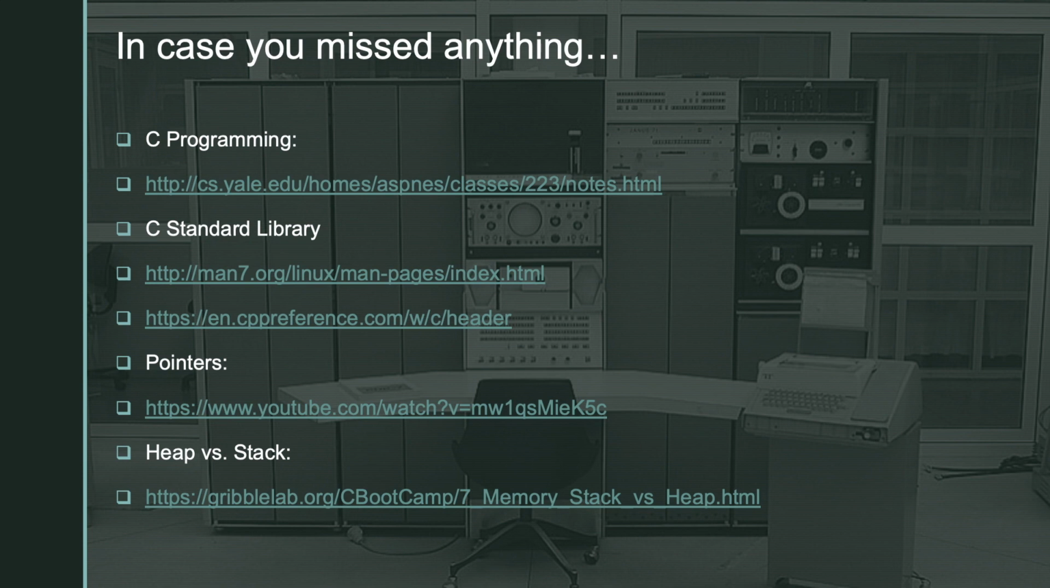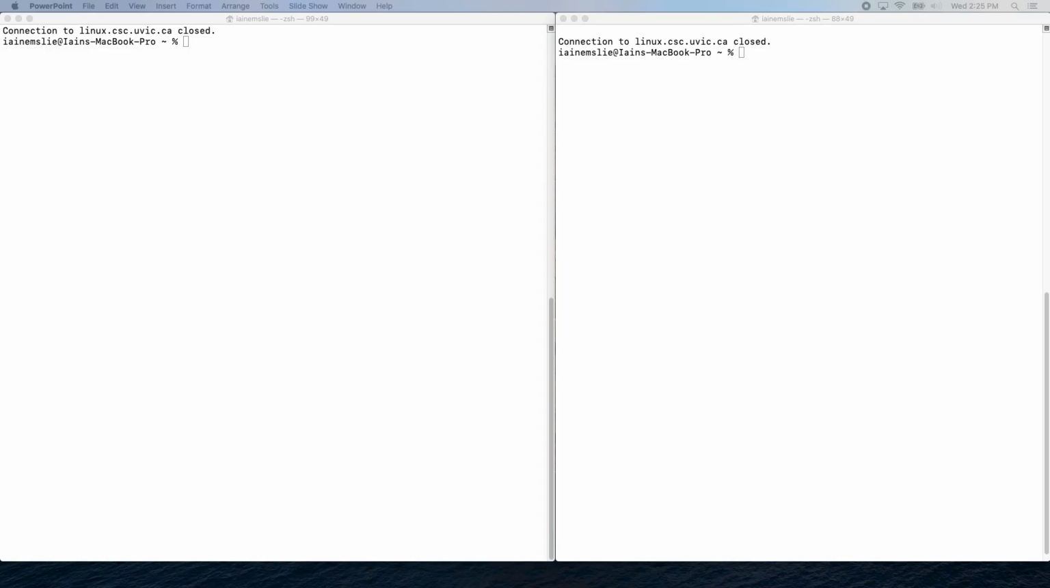And I'm going to do a demo of writing some basic linked list functions in C. Okay, so now I'm going to do a demo of writing some of the basic functions of a linked list in C. So I'm here on Mac OS and I want to SSH into the UVic server. So I'm going to say SSH my UVic username at linux.csc.uvic.ca.